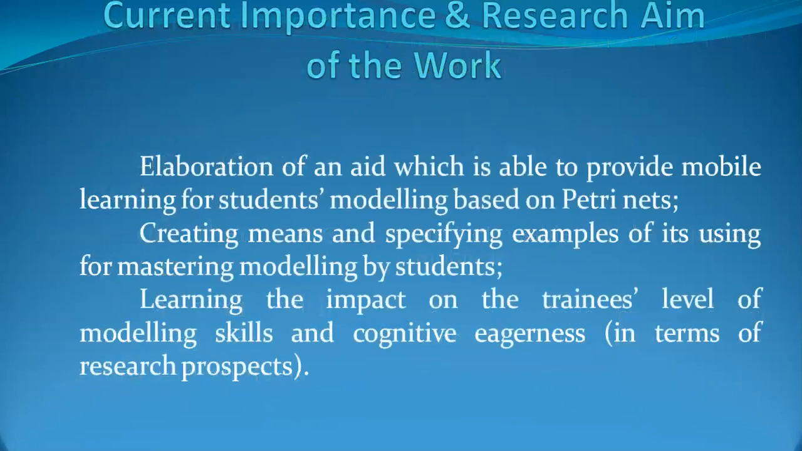Thus, the current important and research aim of the work includes elaboration of an aid which is able to provide mobile learning for students' modeling based on Petri nets, created means and specifying examples of its use for mastering modeling by students in terms of their professional training, and learning the impact of the trainees' level of modeling skills and cognitive eagerness in terms of research prospects.